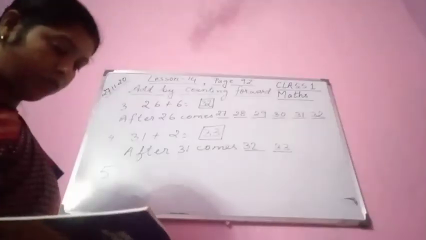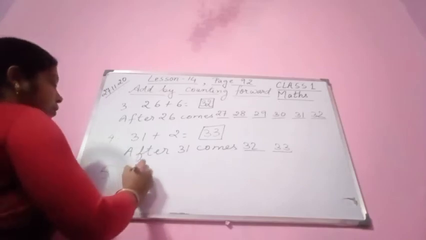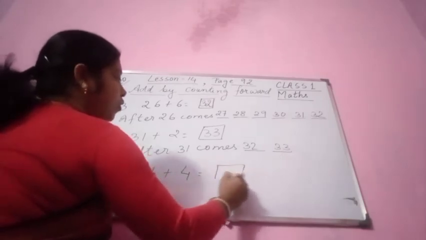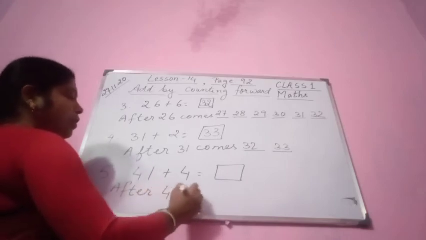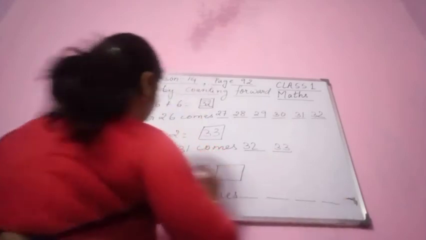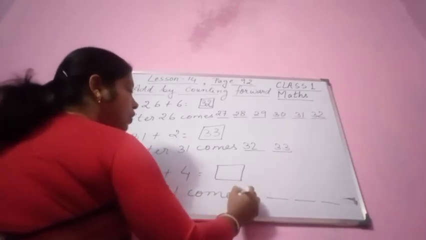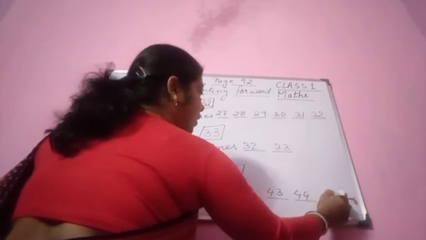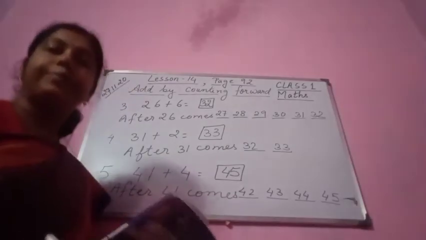Alright. Next one is 41 plus 4. So after 41 we have to count 4 places. After 41 comes 1, 2, 3, 4 places. After 41 you count 4 more places forward. 42, 43, 44, 45. So 41 plus 4 equal to 45.